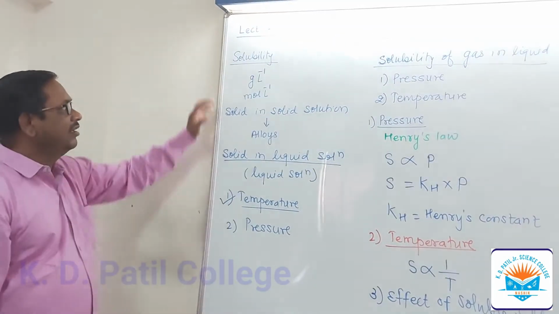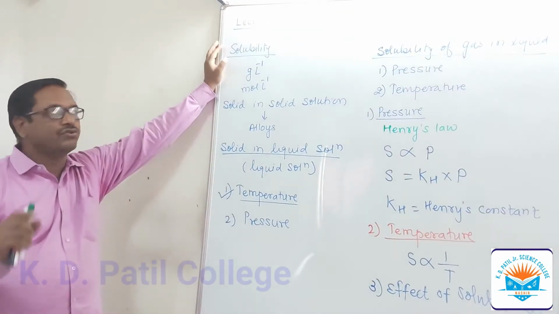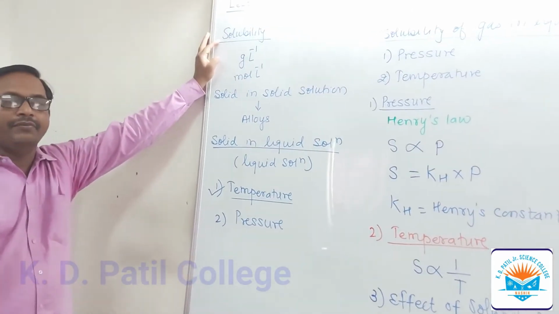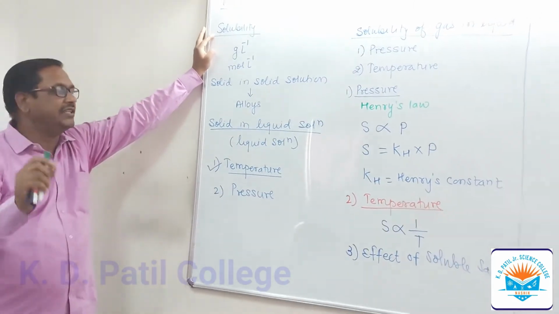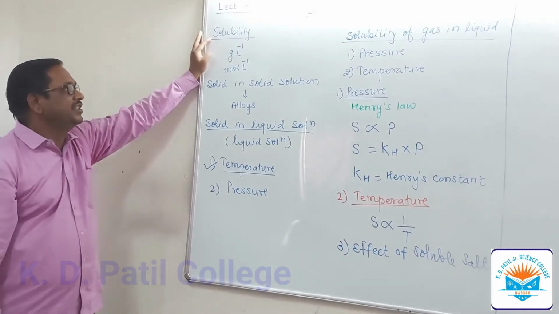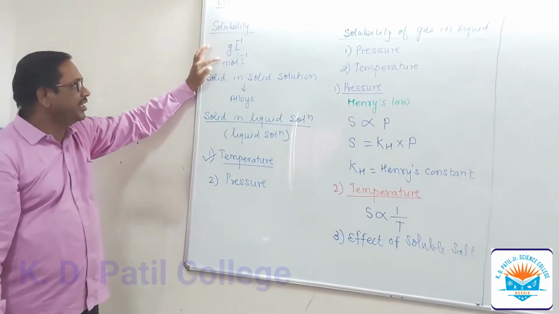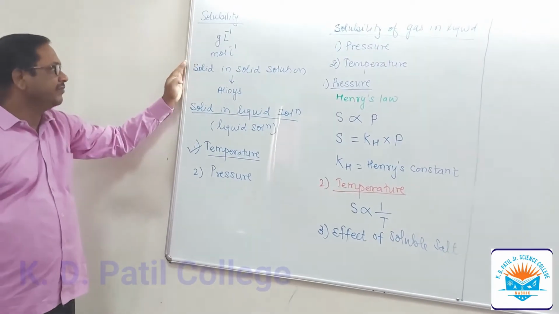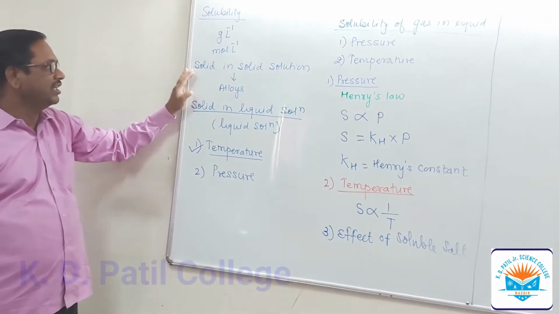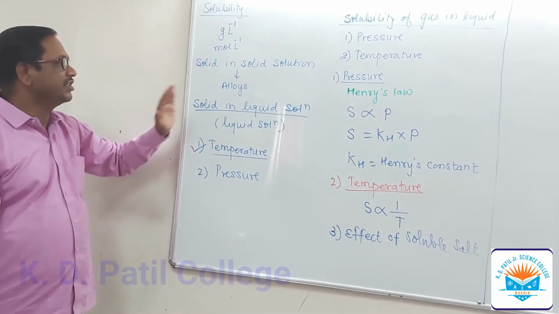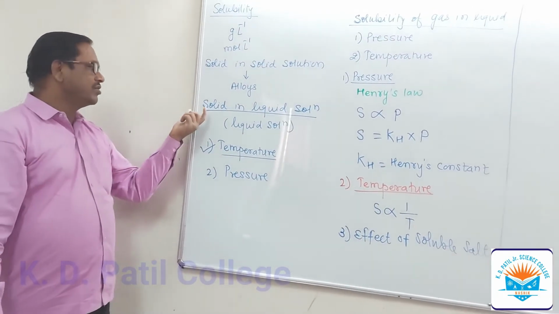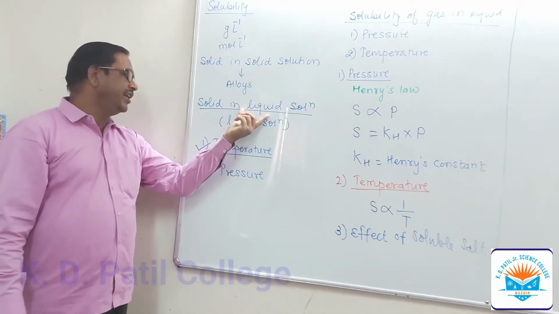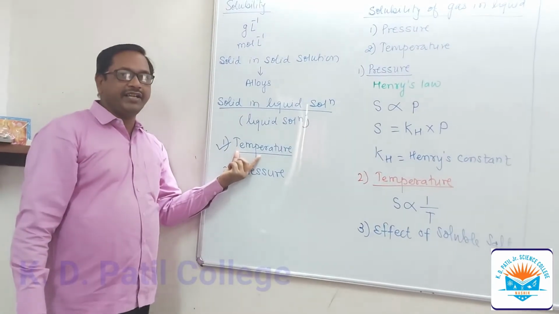See again, what is solubility? Solubility is the maximum amount of solute dissolved in a saturated solution. It is measured in terms of grams per liter or moles per liter. Now the first type of solution, solid in solid solution, that is the alloys. It is not affected by any factor, but the solubility of solid in liquid is mainly affected by the temperature.